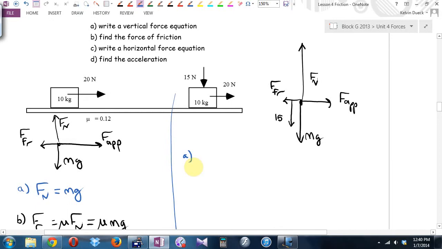Ben, what did A want me to do? Write a vertical force equation. Okay, look at my free body diagram. What equals what? I'll give you a hint. Yep. Equals what? mg. Nope.